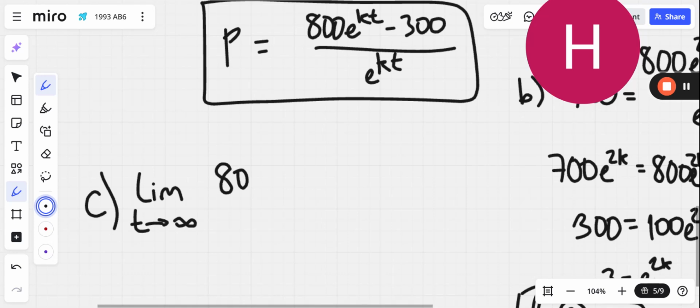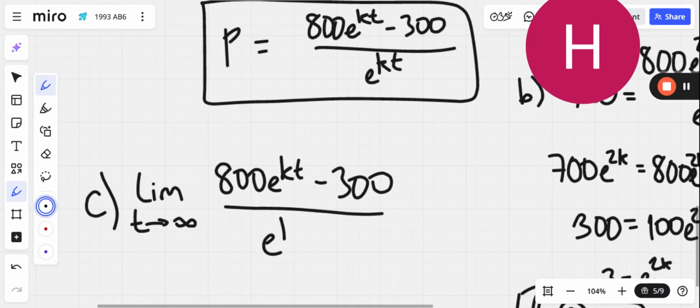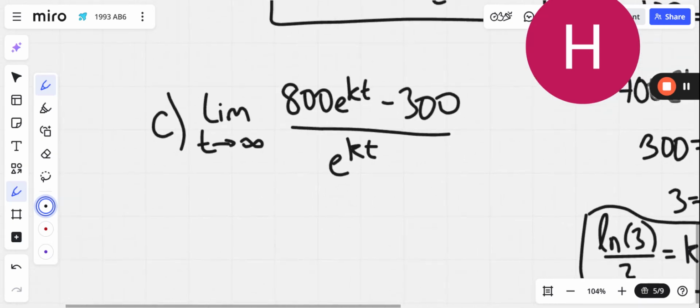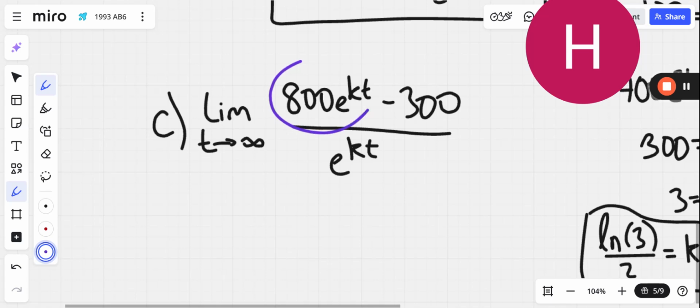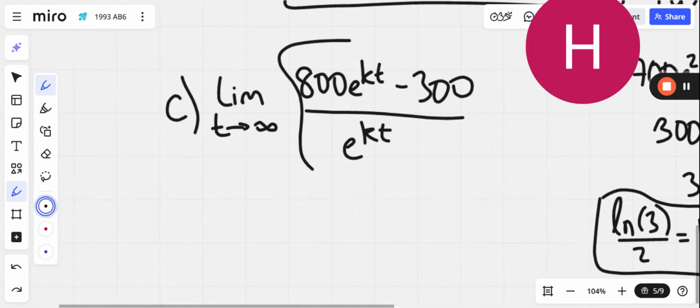of what I have here, which is 800 e to the kt minus 300 over e to the kt. Basically, these get really large, while this just stays pretty insignificant. And that's going to leave us with 800 over 1. So this is really just going to go to 1.